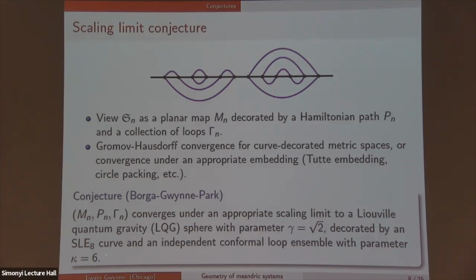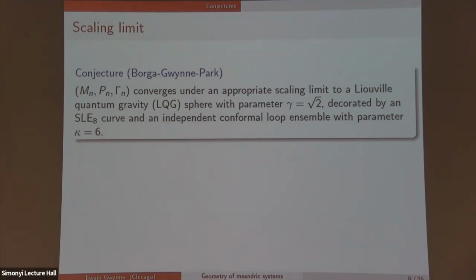Okay, so I think many of you in the audience are very familiar with these objects. For those of you who aren't, I want to say just briefly what each of these objects that appear in our scaling limit result, or our scaling limit conjecture, are.